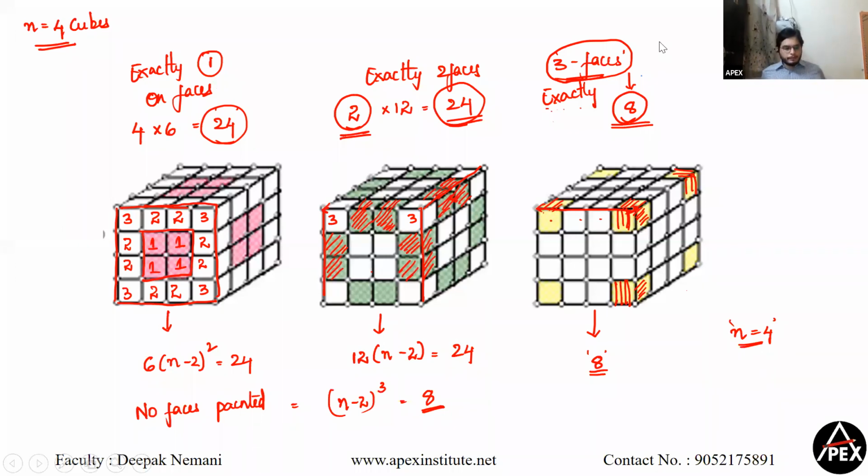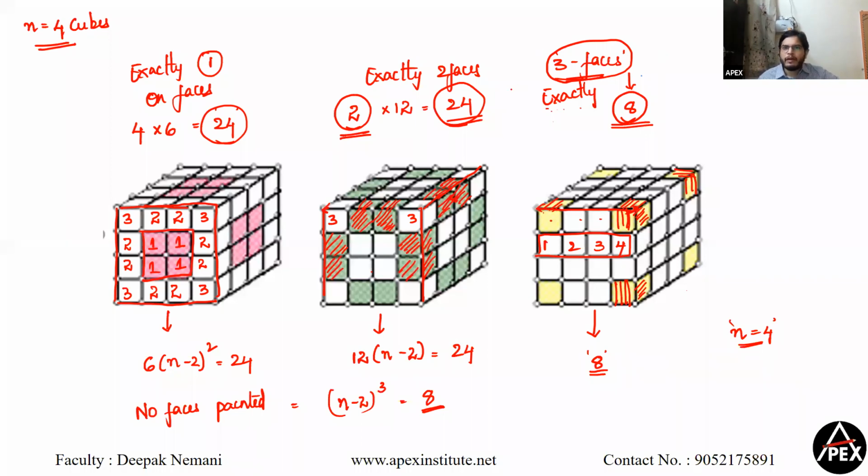Yes, clear? Yes or no? Quick responses. So when can we use this formula? N is nothing but the number of cubes along each edge or along each side. How many cubes do we have along each edge? 1, 2, 3, and 4. So the value of n is equal to 4. For 3 faces, it will always be 8.